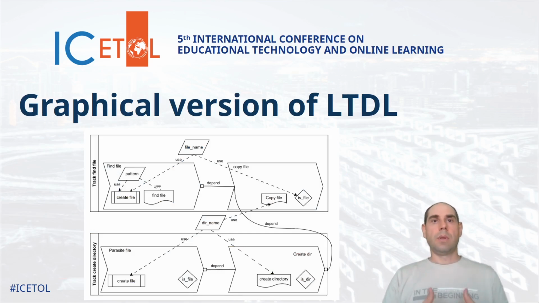To simplify perception and cover all aspects of the development of personalized practical tasks, we also propose the possibility of graphical representation of task elements. This slide shows how the task is visualized using a graphical version of the language. So we can see two tracks, each of which consists of two stages with parameterized variables, definitions, preconditions, and checks. All these elements are connected with different types of connections.